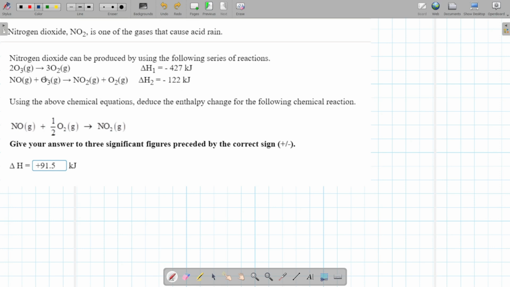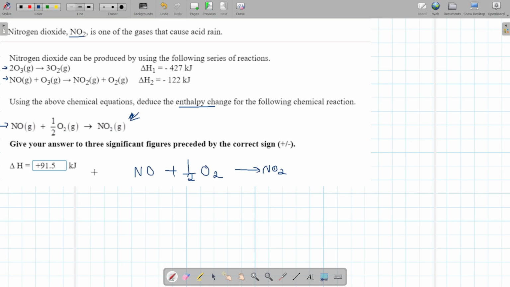So how they would do this for Hess's law, they'd give you two equations, and then they give you a final equation. So they'd ask you to calculate the enthalpy change, meaning heat change, of the final equation. This is the way I like to do it: I would write down my final equation, NO plus half O2 to get NO2. I'd write it down, then I'd look at what I have here.